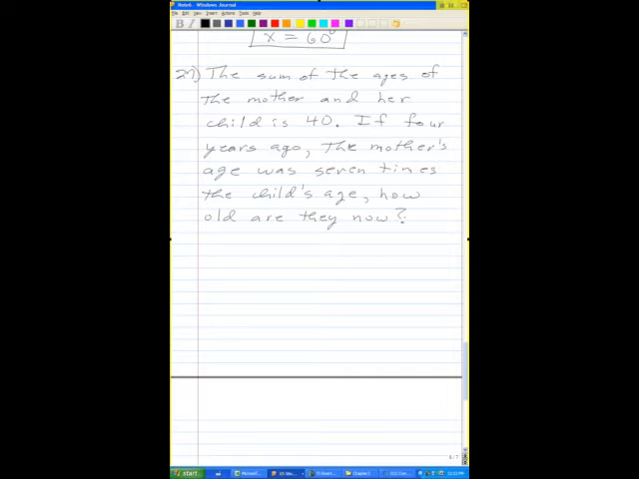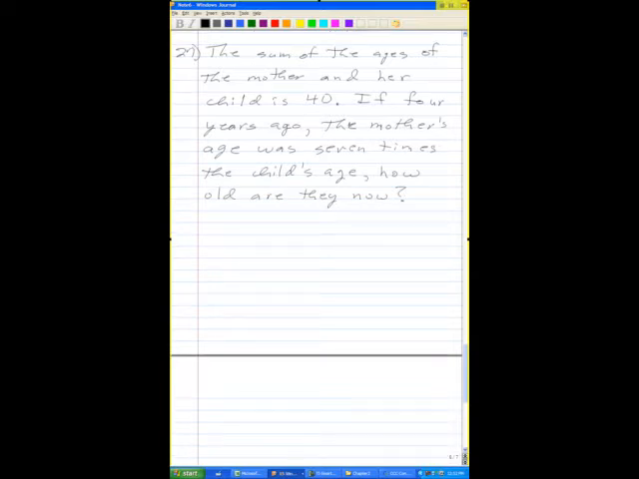Okay, so let's do this. So I can pick what I want for X. Since mother's age, I'll do this in terms of child age. And since this was 4 years ago, let's do it in terms of the child's age 4 years ago. So let X equal the age of the child 4 years ago.